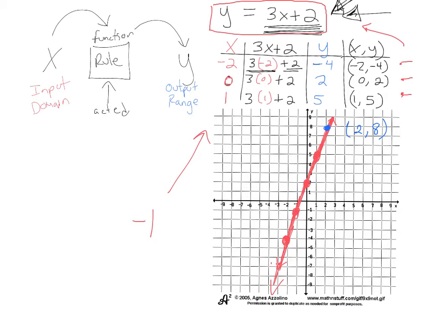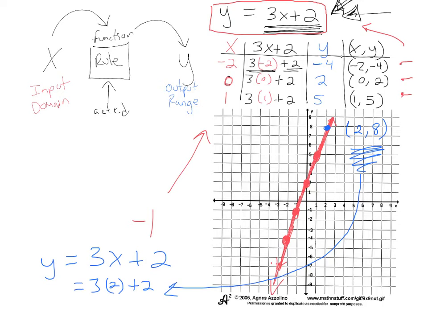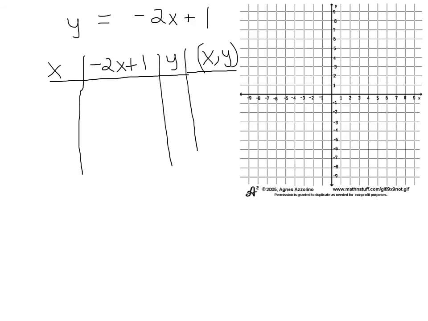Let's take a look. You've got the point (2, 8). Looking at y equals 3x plus 2, if you take the 2 from this point over here and you plug it in, 3 times 2 plus 2, what is that? Well, guess what? It's 8. And we know this must be true because (2, 8) is on the line and satisfies the equation. Cool beans.